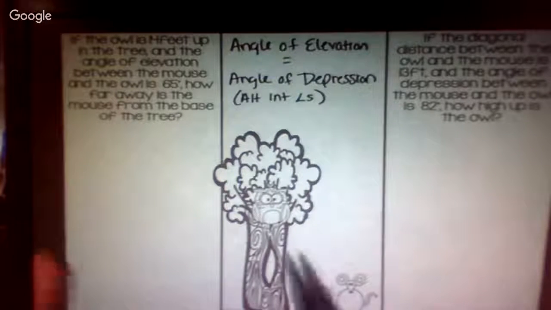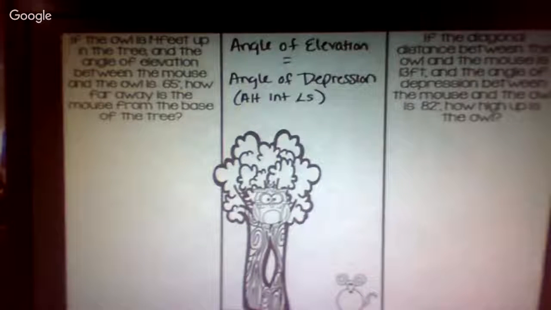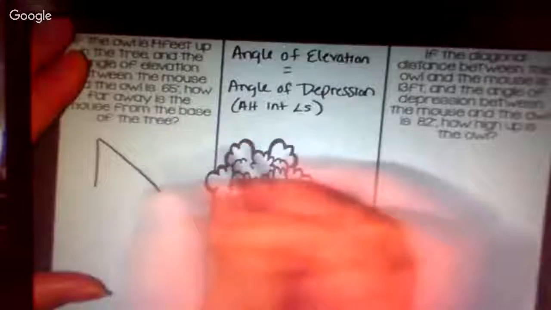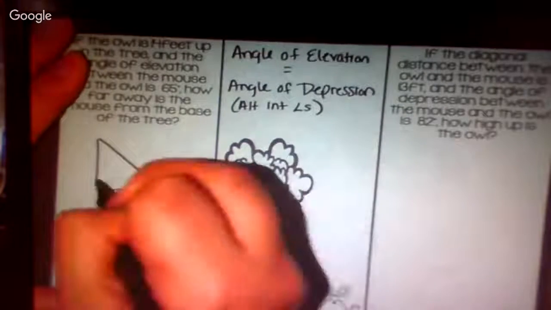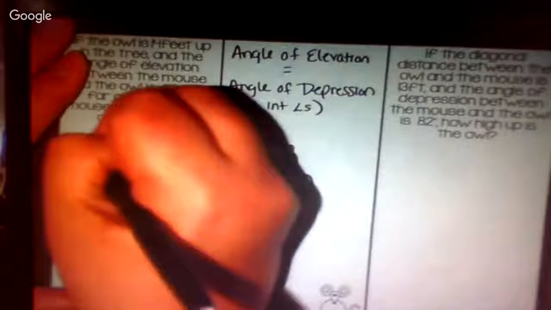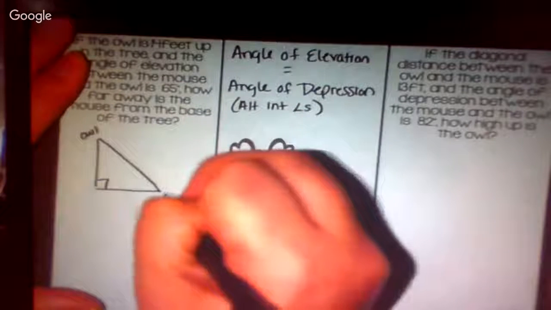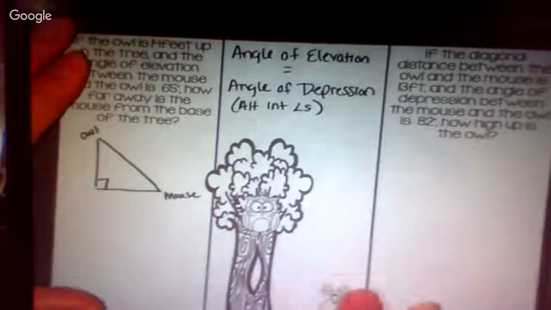So we've got a beautiful picture right here, so I'm not going to draw you one. I'm just going to draw you a right triangle that matches my picture. So my owl's up in the tree up here. This is where my owl is, and my mouse is down here on the ground.